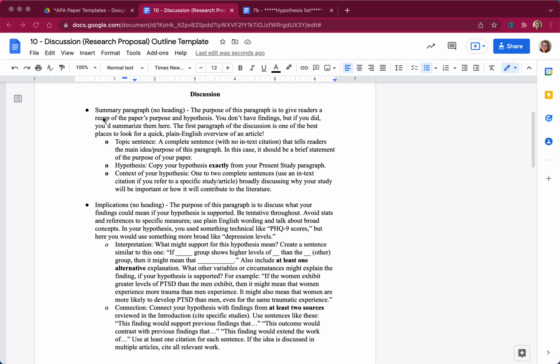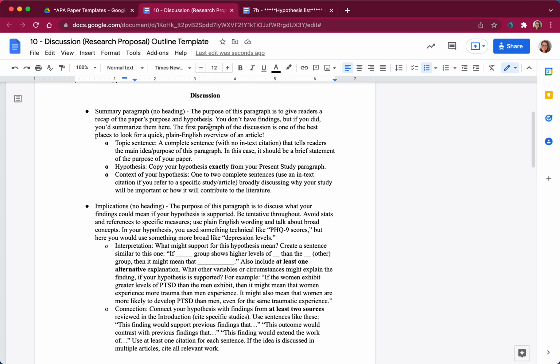So the first thing that's different is that you've got two different paragraphs here at the beginning. And for your literature review, you did the discussion summary paragraph as one of the very last things. So that was kind of separate from your discussion outline. But now you know everything you've said, and you're refocusing your summary to reflect your hypothesis anyway.